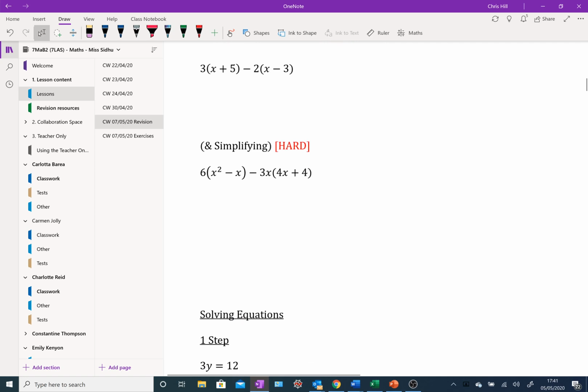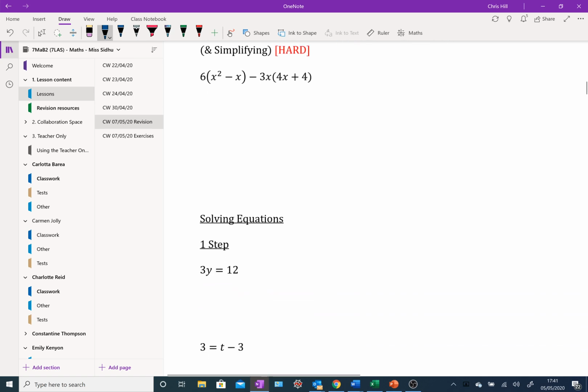Okay, next one. We've got lots of brackets to expand. So we're going to go 3x plus 15 minus, so it's minus 2x, so it's minus 2x. And here we have a minus times a minus, so that would become plus 6. This is easy to get caught out. So this now will simplify to 3x minus 2x, that just becomes x plus 21.